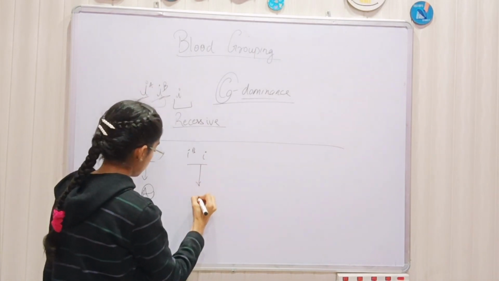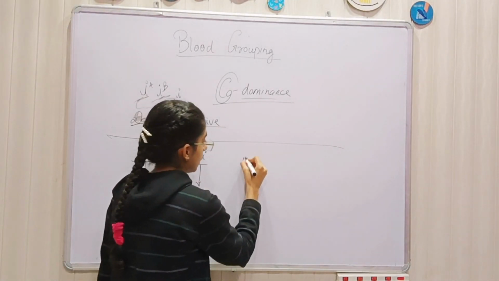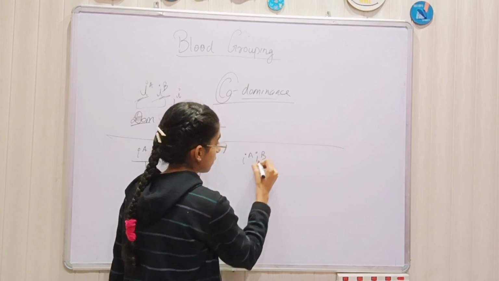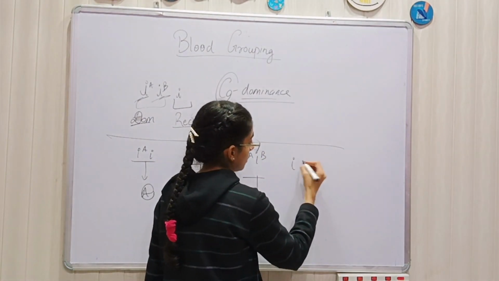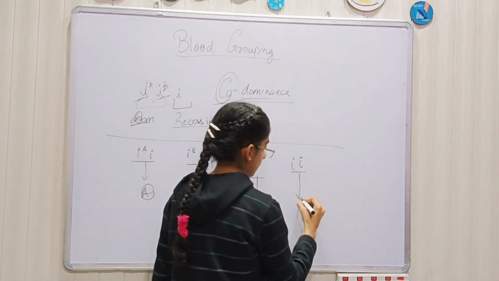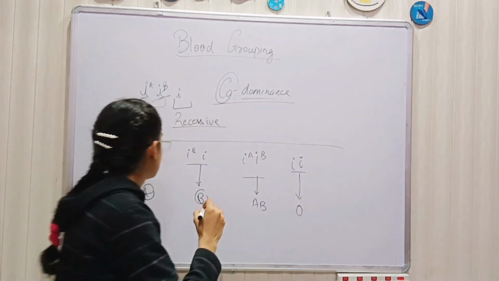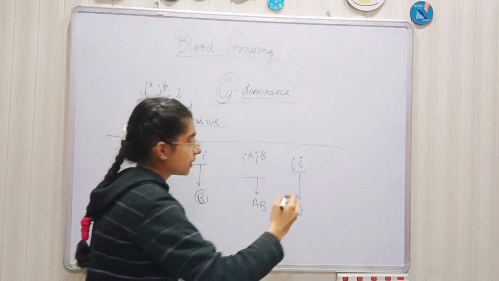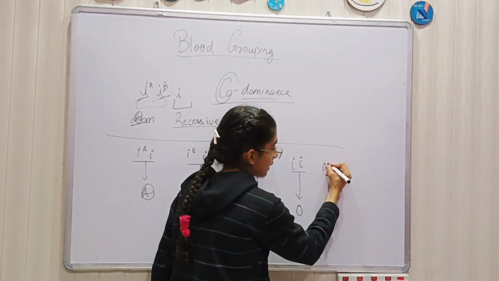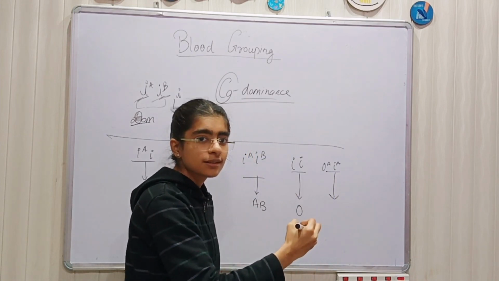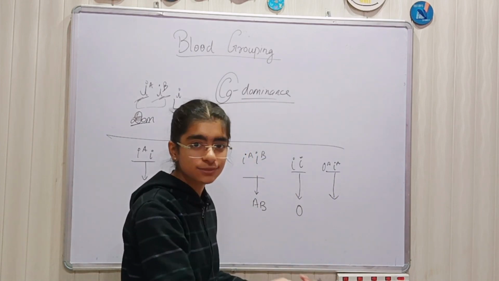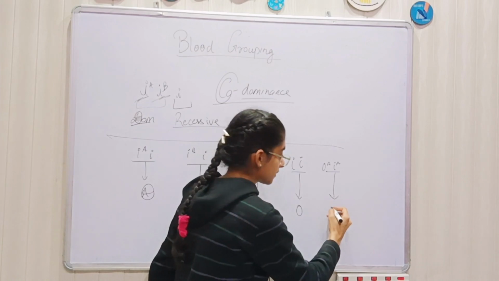This is B blood group. Now IA IB, it is AB blood group, and ii, it is O blood group. Now I have one more point: if I have IA IA, is this codominance? I hope it is very clear that it is not a codominance type of condition.